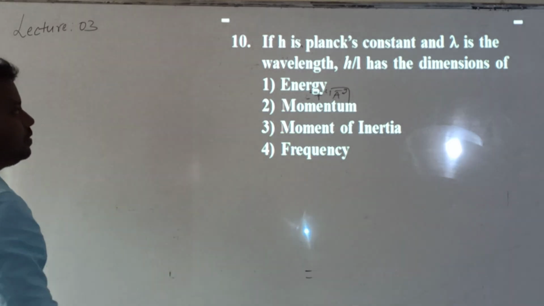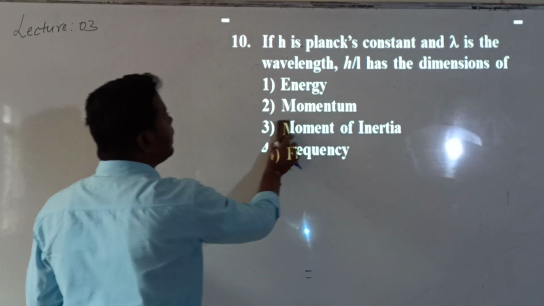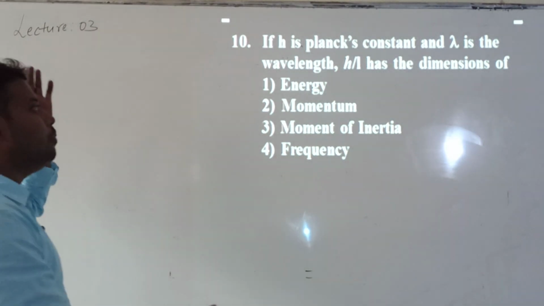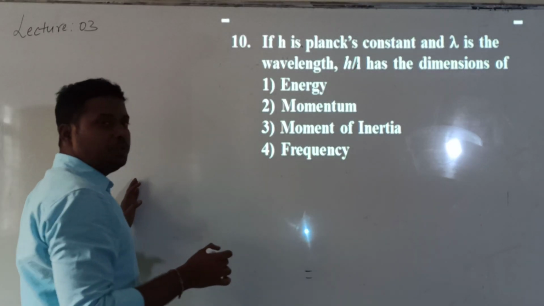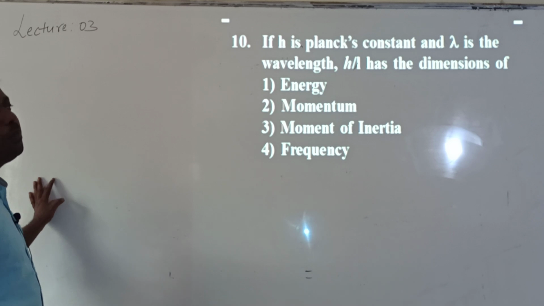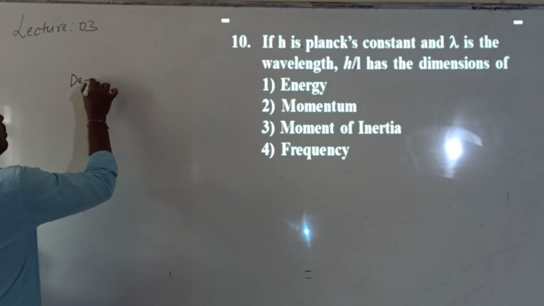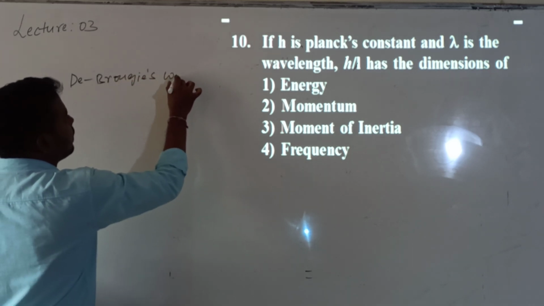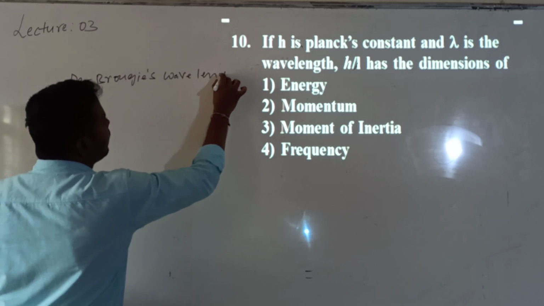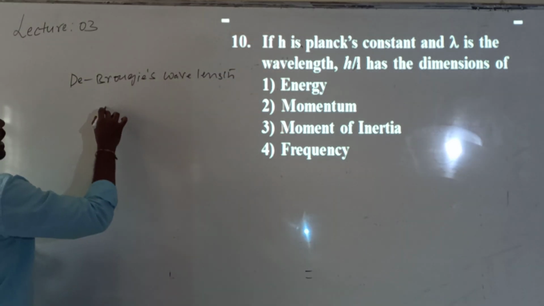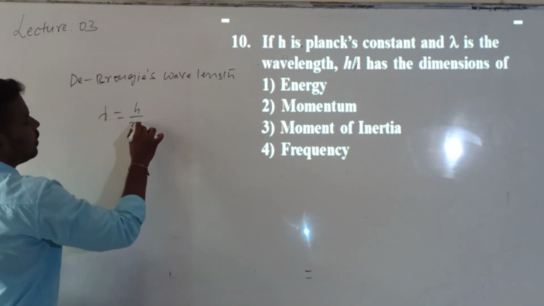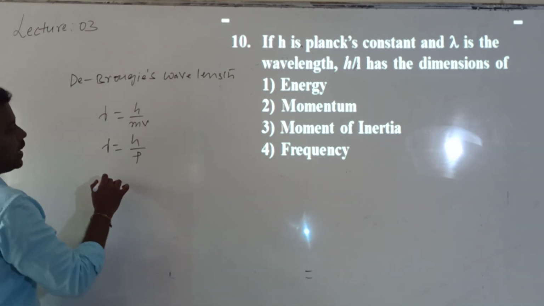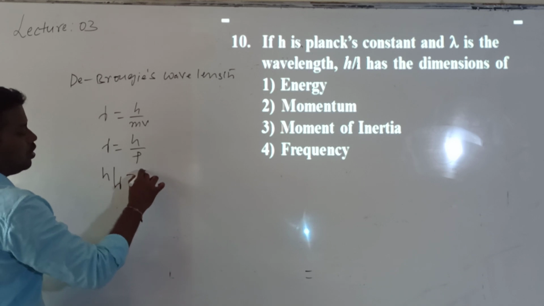In that, h is the Planck's constant and lambda is the wavelength. Then h by lambda. You will get it in de Broglie wavelength. In chemistry also you will get it, de Broglie's wavelength. The de Broglie wavelength is given by the formula lambda is equal to h divided by mv, which can also be written as lambda is equal to h by p. So from this, h divided by lambda is equal to p.